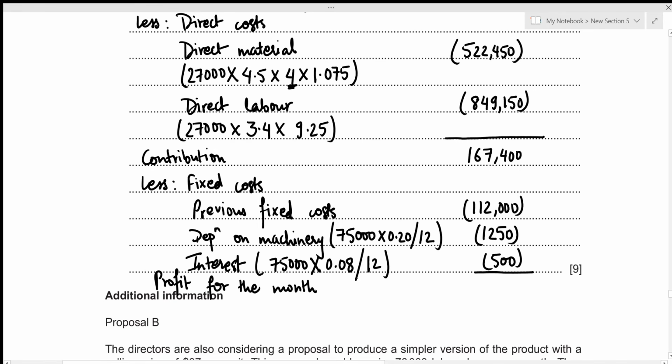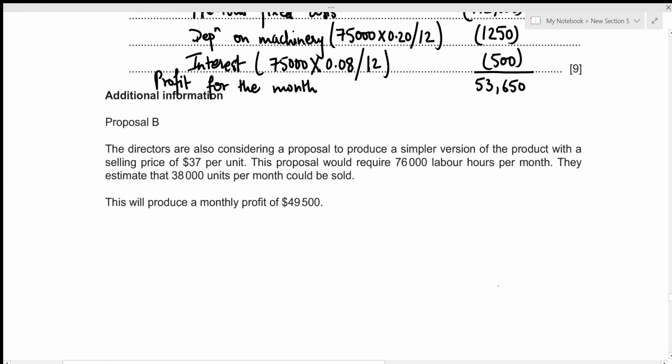So we will just be subtracting all of the fixed costs from the contribution. That's going to be 167,400 minus 112,000 minus 1,250 minus 500, which gives the profit for the month to be 53,650. This concludes the sixth part. Let's move on to the final one.